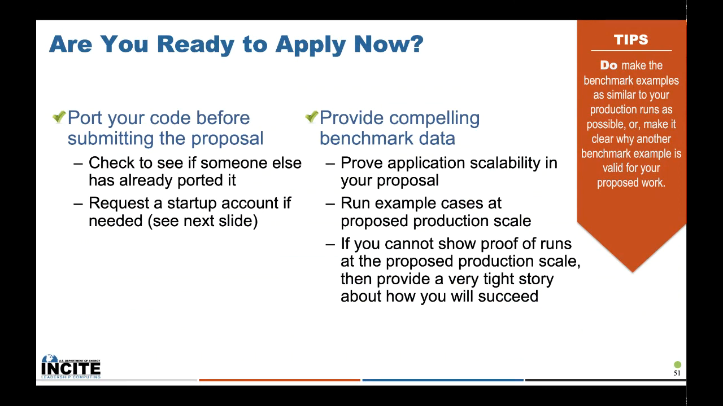So the second point is, is compelling benchmark data gathered? So prove application scalability in your proposal. Run production scale examples relevant to the proposed work. If you cannot show proof of runs at the proposed production scale, then provide a very tight story about how you would succeed. So it's important to stress one more time that the benchmark examples should be as similar as possible to your proposed production runs. In case they are not, make it very clear why other benchmark examples are also valid. Okay, next slide.